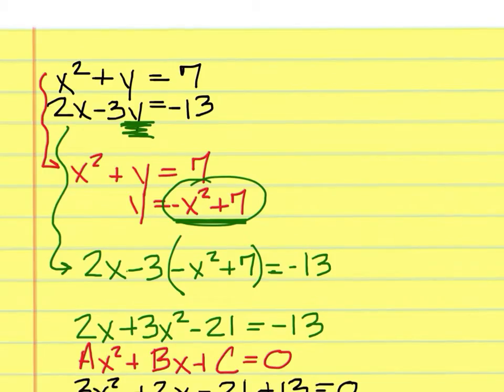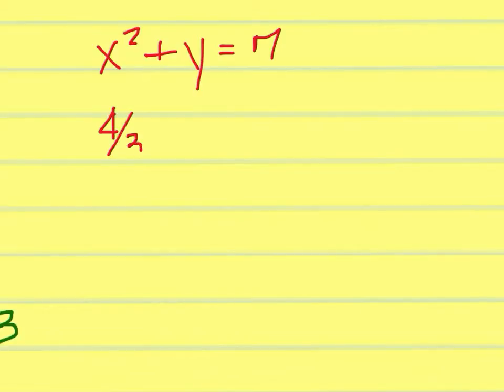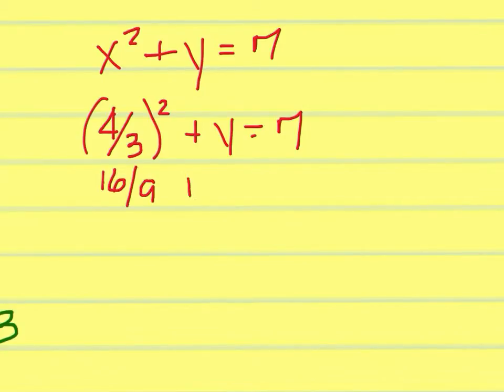Back up at the top, we're going to plug in the values for x that we found into one of these two equations. Let's use the first one to see what happens. And that is x squared plus y equals 7. And remember, the first thing we found was 4 over 3. So if I do 4 over 3 and square that, plus y equals 7, I'm going to come out with 16 over 9 plus y equals 7.